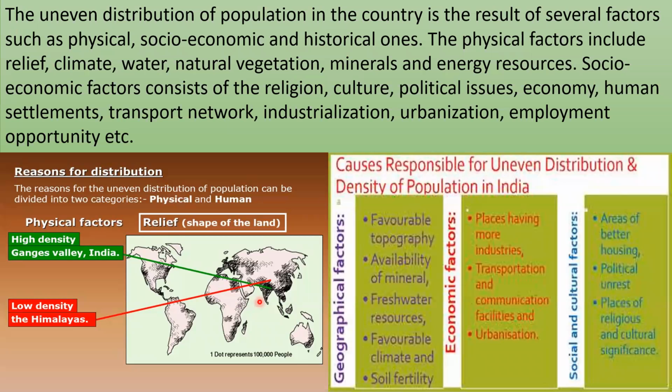See, for example, let us take the northern Great Plains, the fertile plains of India, which is one of the most thickly populated regions of our country. Here, the weather is very favorable. It has an excellent transport network and fertile soil, which is very suitable for carrying out agriculture. So naturally, it has a high population density. And the Himalayas have a very harsh climate, very difficult terrain and extreme weather. So it has low density.